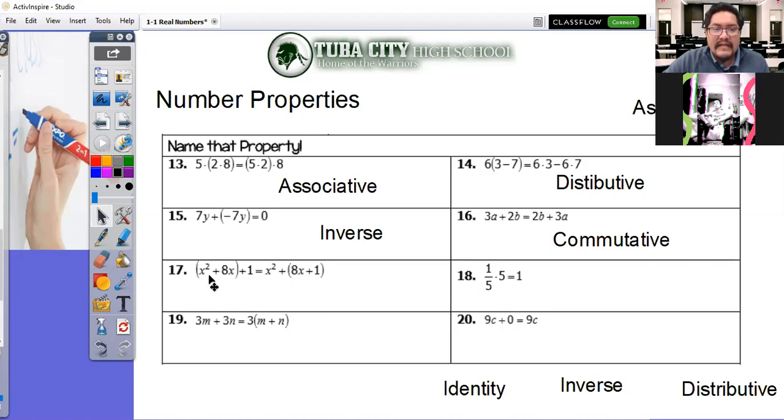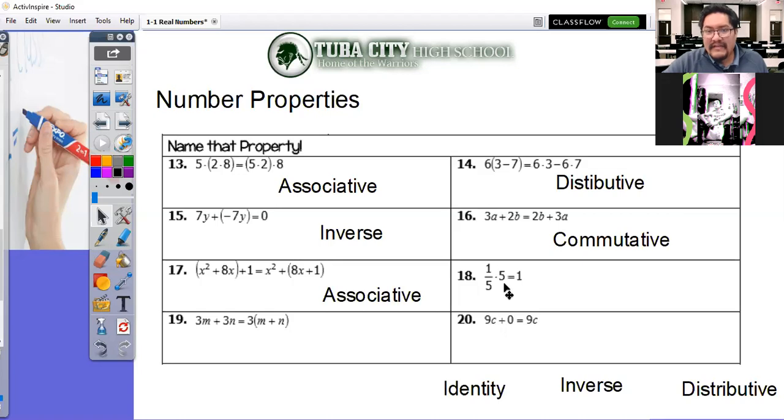So in this case here, the order is the same, x squared plus 8x plus 1, x squared plus 8x plus 1. So it's the same thing, so it's not commutative. In this case here, the grouping is what changed. The first two were grouped, and here the last two were grouped. So the grouping changed from here to there. And again, association is grouping.